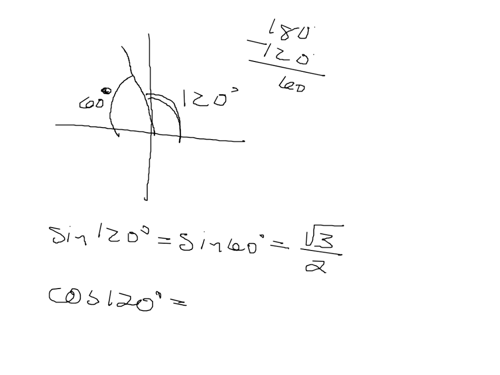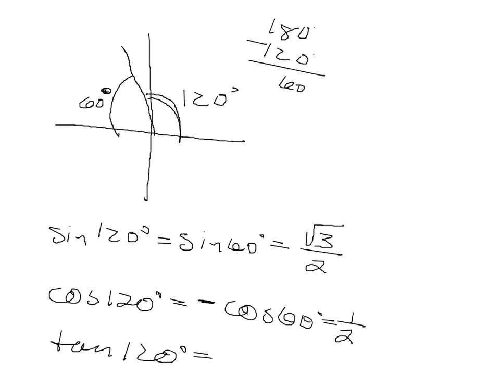Cosine of 120, since we're in quadrant 2, cosine is negative. It's negative cosine of 60 degrees, which is 1/2. Tangent of 120 equals minus tangent of 60 degrees. Oh, I think I left off the negatives. That's supposed to be negative. Negative tangent of 60 degrees, which is negative square root of 3 over 1. All right.